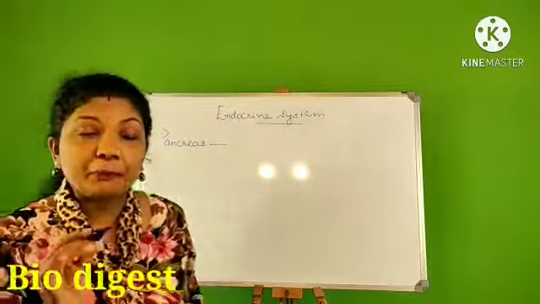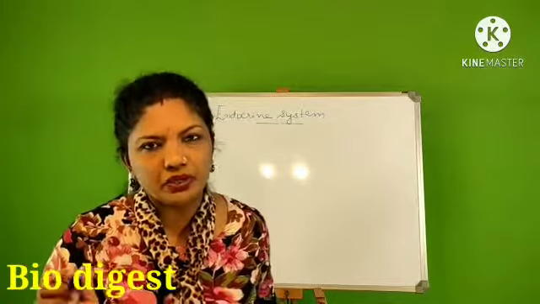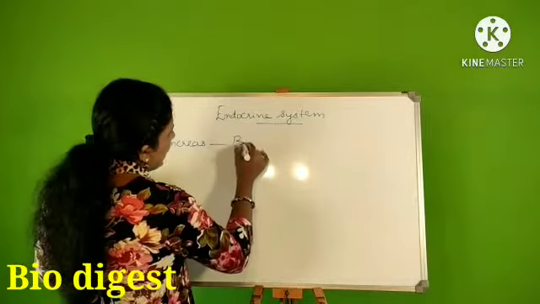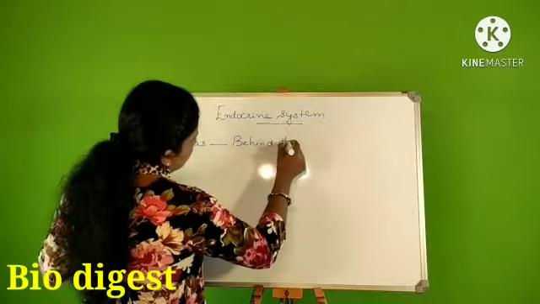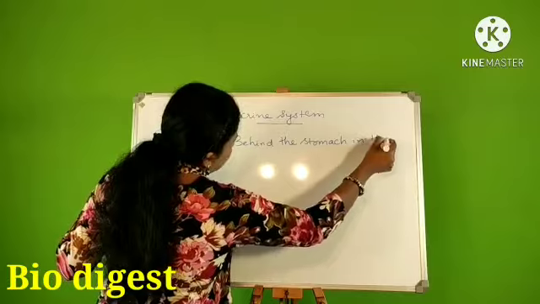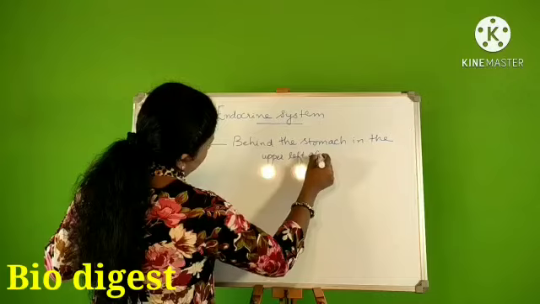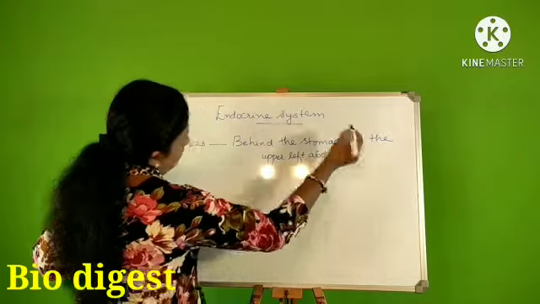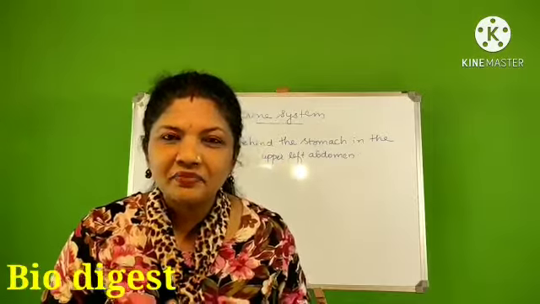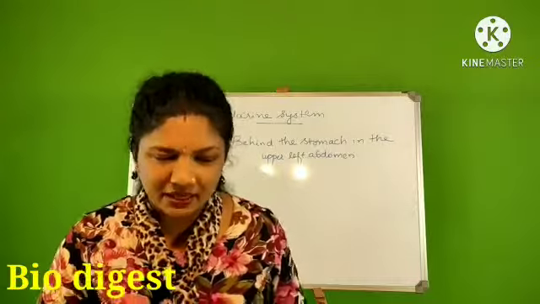Where is the location of the pancreas? Let me tell you, the location of all the glands is very important for the board exam. So the pancreas is located behind the stomach, in the upper left abdomen. So I repeat, where is the location of the pancreas? The pancreas is located behind the stomach in the upper left abdomen.